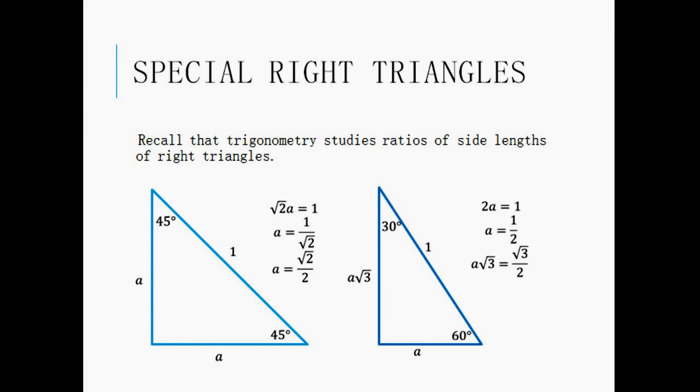For the 30-60-90 triangle, we have the hypotenuse of 1, and the ratio of the side lengths are a to a root 3 to 2a. Thus, solving the equation 2a equals 1, we have that a is equal to 1/2, and a root 3 equals root 3 over 2. Now we will switch to Lauren and she will discuss how this relates to the unit circle.